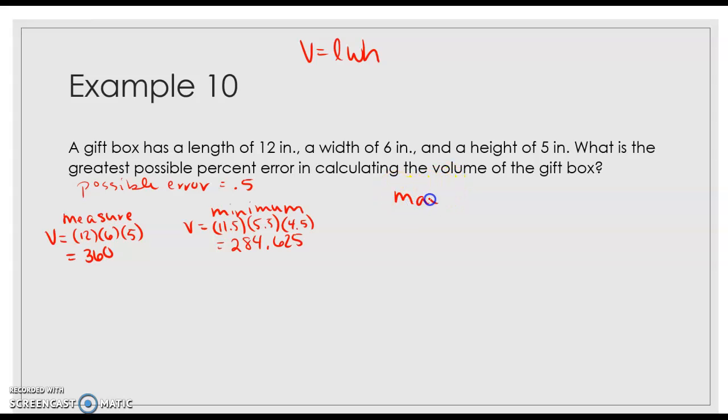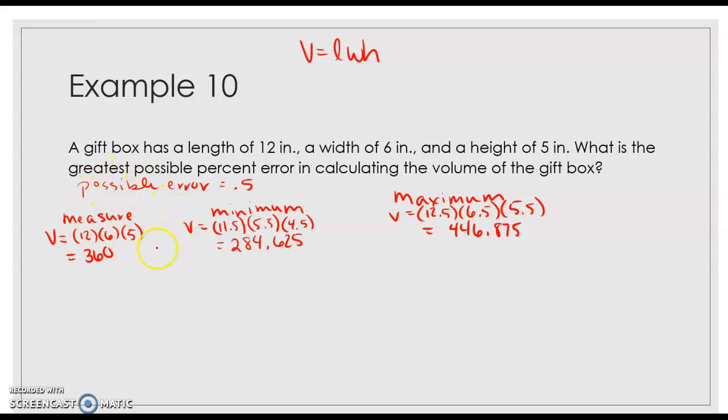And my maximum, I'm going to add. 12 plus 0.5 is 12.5. 6 plus 0.5 is 6.5. And 5 plus 0.5 is 5.5. Then I multiply all those together, and we end up with 446.875. So that's my first step. These are the values: the way it's measured, my minimum volume and my maximum volume. Now I need to find which one has the greatest percent error.